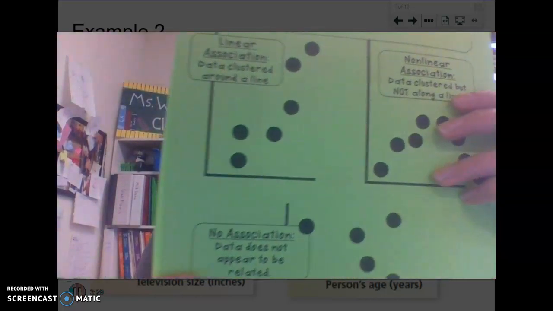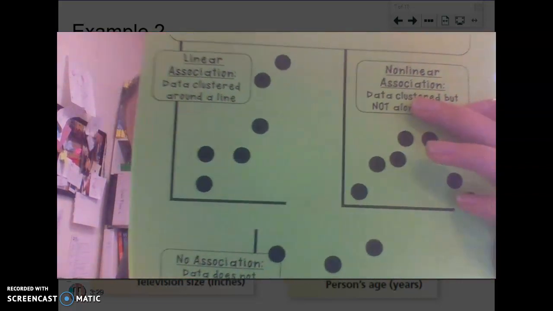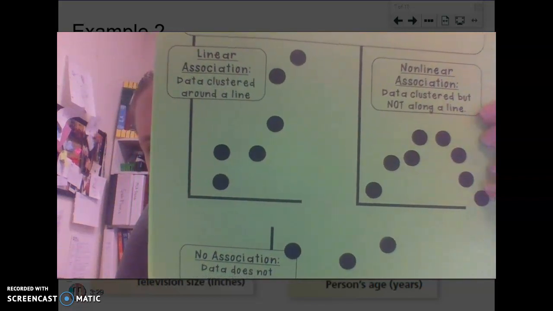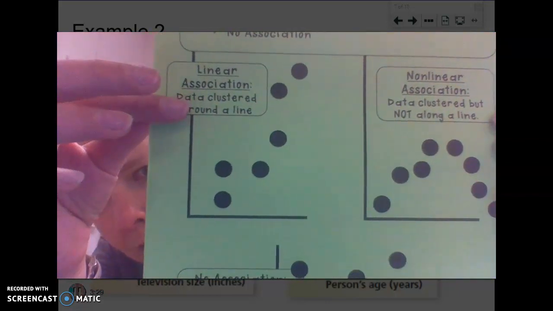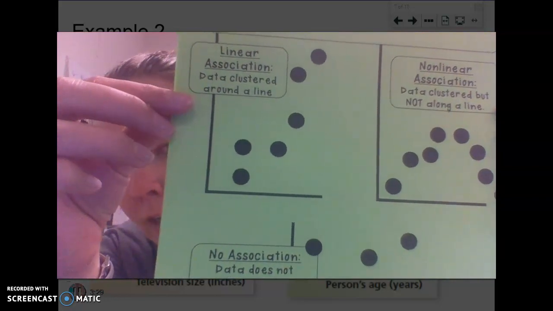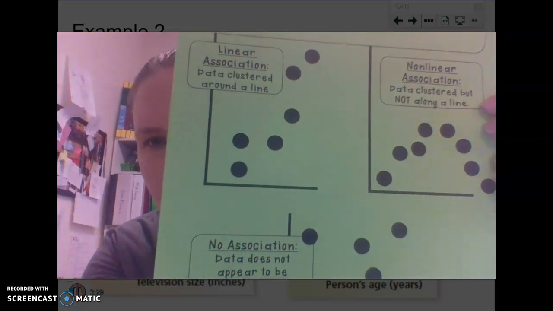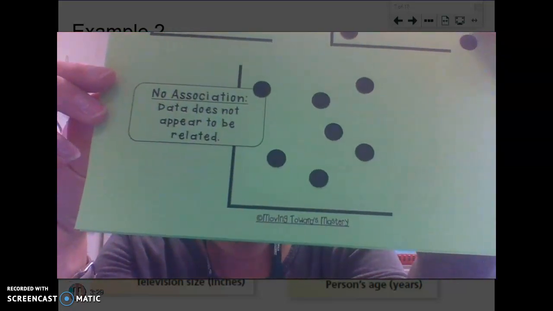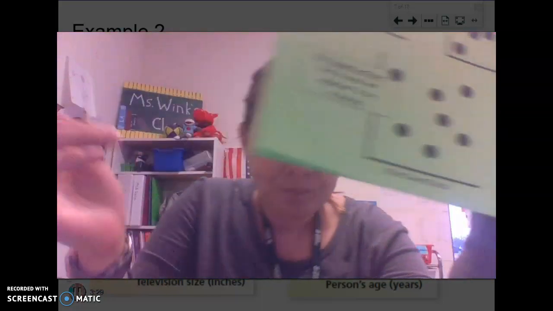That's what you can see on these ones. This first one over here is your non-linear. On this side, this is my non-linear data, clusters but not along a line. On this side, though, it is a linear association. For the most part, it is going in the same direction. They're not necessarily going to line up so you could use a ruler, though. And the bottom one here is just no association. Data does not appear to be related. It is just scattered all around the graph.